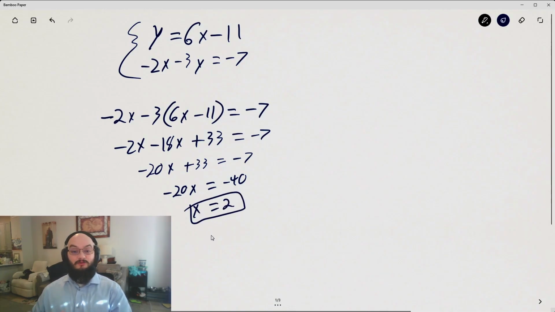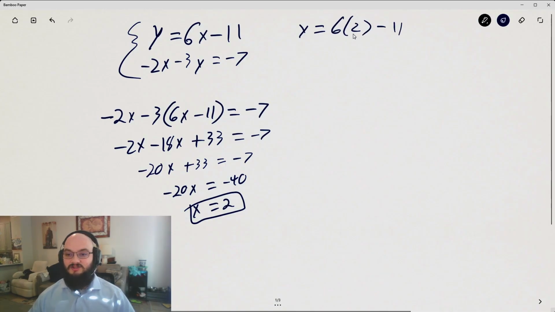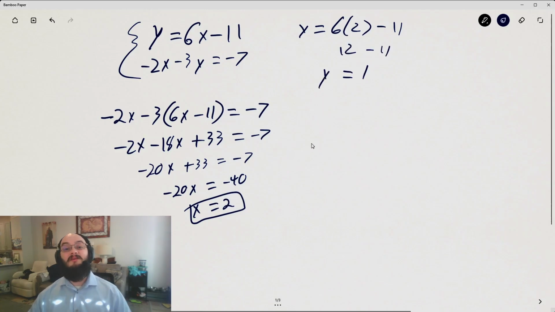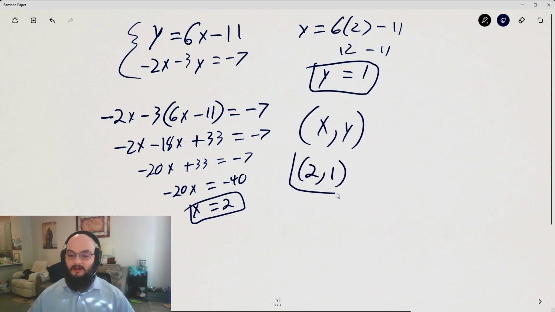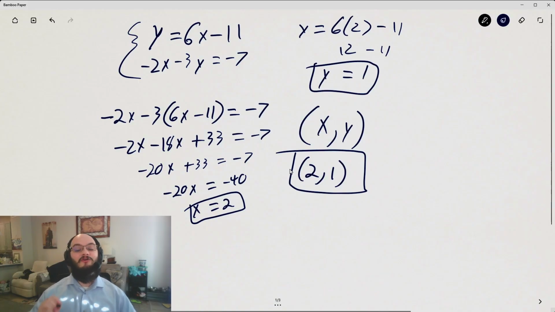Now that we know what x is equal to, we need to plug that back into one of our equations. We're going to plug it back in here to this top one. y is equal to 6 times 2 minus 11. This is 12 minus 11 is 1, so y must be equal to 1. Finally, don't forget we need to write our solution as an ordered pair, x comma y, so we're going to have 2, 1 as our final answer for this system of equations.